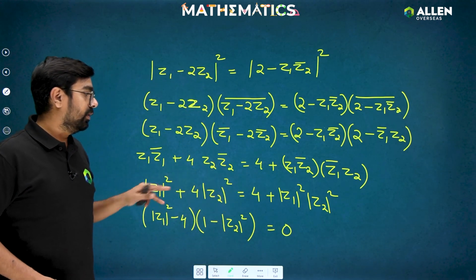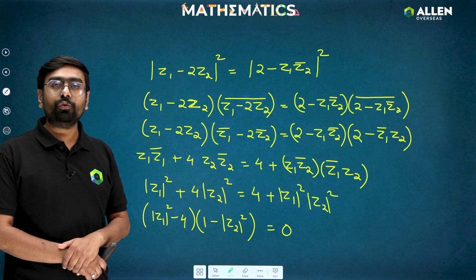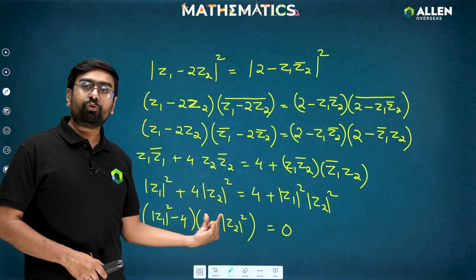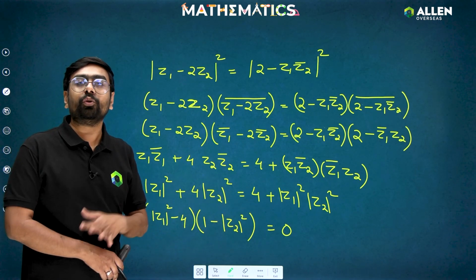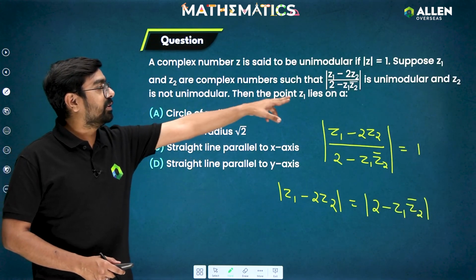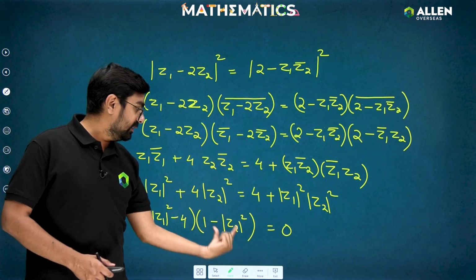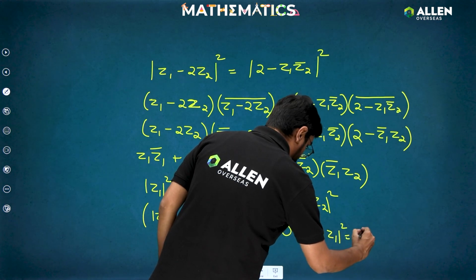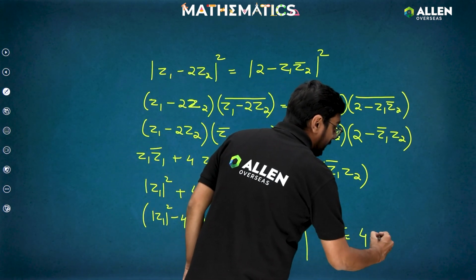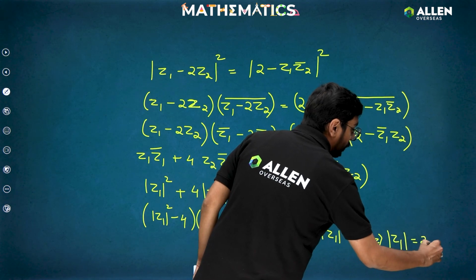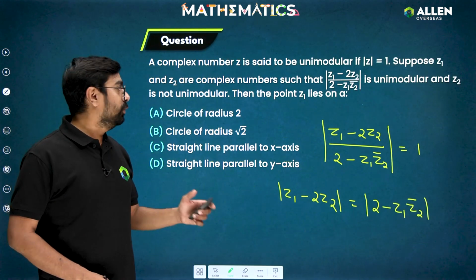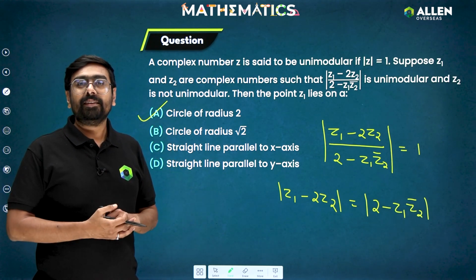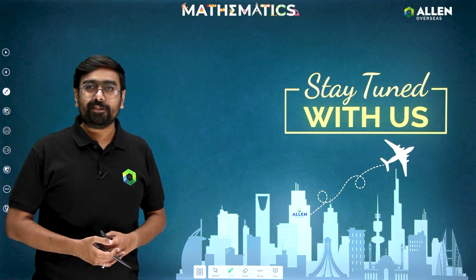If I take all of this on one side, then these are going to be the two factors. Now either mod of z2 square can be equal to 1, which means that mod of z2 is equal to 1. But what was written in the original question is that z2 is not unimodular. So this case is not possible. We can only say that mod of z1 square is equal to 4. This means that mod of z1 is equal to 2. If mod of z1 is equal to 2, then it's clear that the point z1 lies on a circle of radius 2. Simply solved.